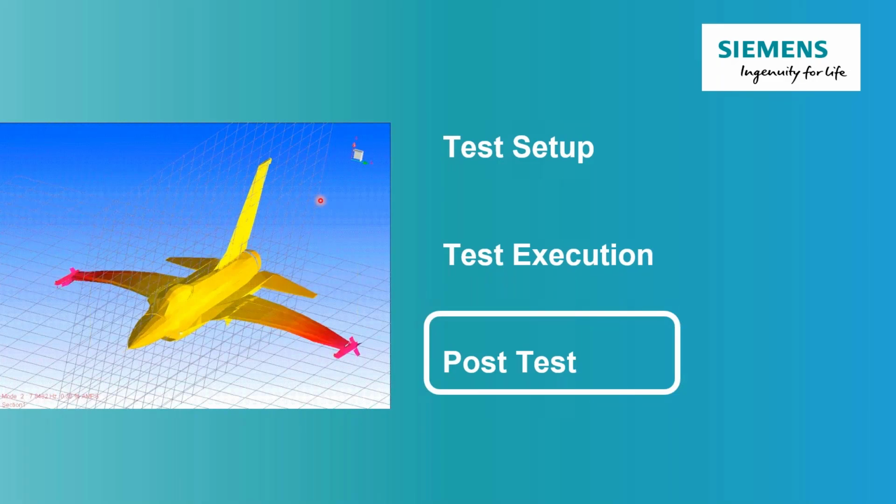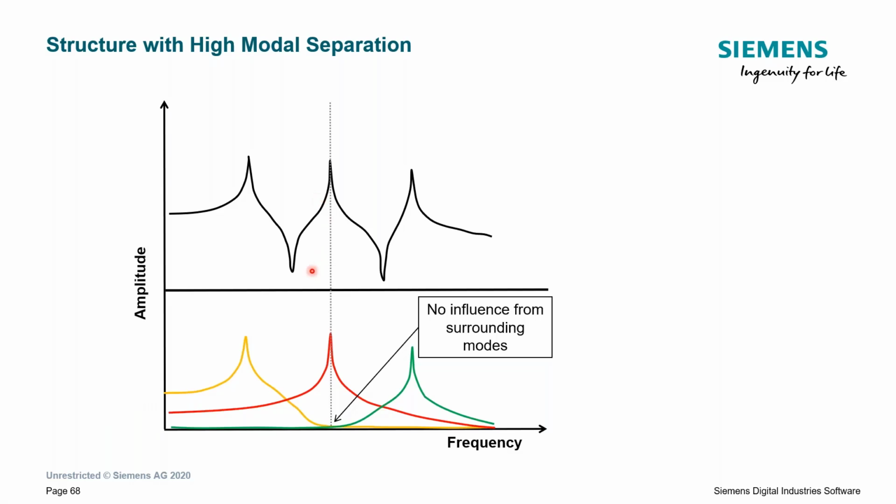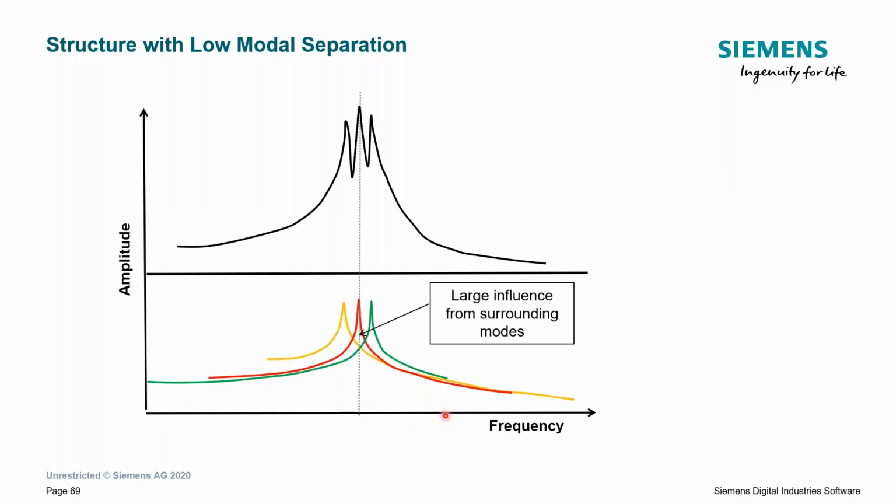All right. So now post-test, after we've collected data, we want to do something called modal curve fitting. What we've done so far is looked at our structure, and we're assuming we have good high modal separation, which means that when I move that cursor and look at each peak, there's no influence from a surrounding mode. But if my peaks are not well separated, I might have contribution from the surrounding modes.